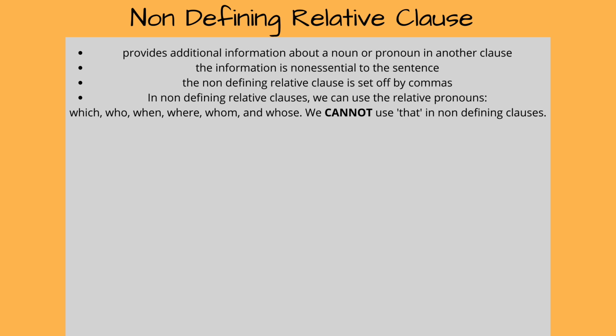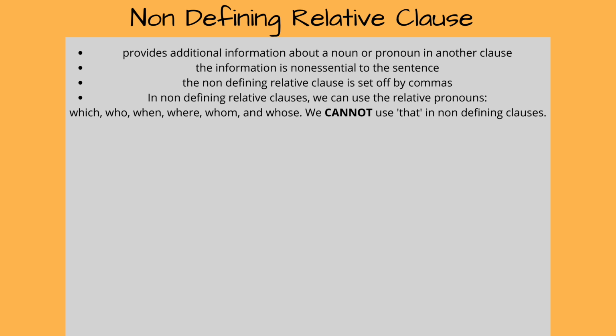Also, very important, a non-defining relative clause is set off, it is set apart by a comma or commas. The whole clause is put in commas if it comes in the middle of a sentence, okay? So knowing this will help you easily identify non-defining relative clauses. In non-defining relative clauses, we can use the relative pronouns which, who, when, where, whom, and whose, but not that. That cannot be used with non-defining relative clauses.